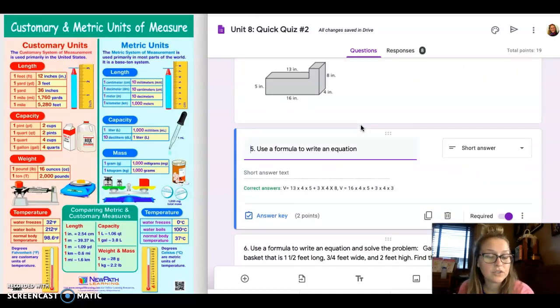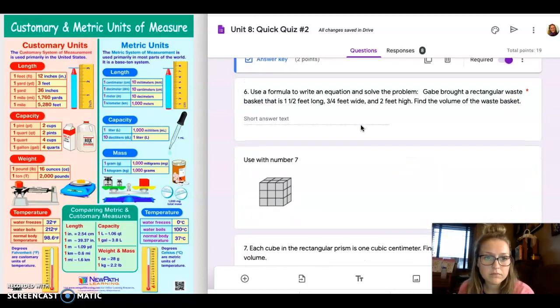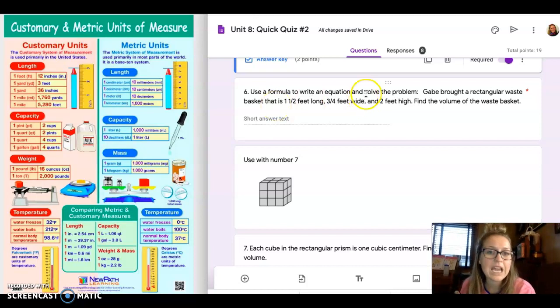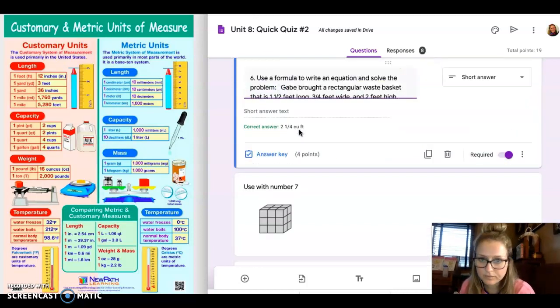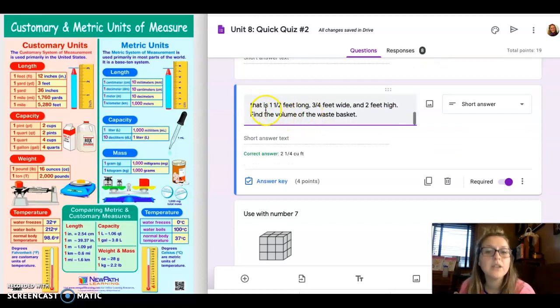And you didn't have to find an answer for that one. Number 6, use a formula to write an equation and solve the problem. So you're doing the 2 at one time. Gabe bought a rectangular wastebasket that is 1.5 feet long, 3.5 feet wide, and 2 feet high. Find the volume of the wastebasket. So you're multiplying 1.5 feet by 3 feet by 2 feet, and your answer is 2.25 cubic feet again.